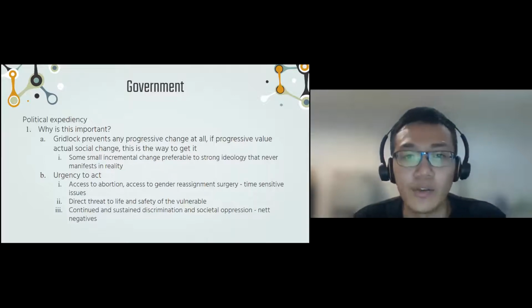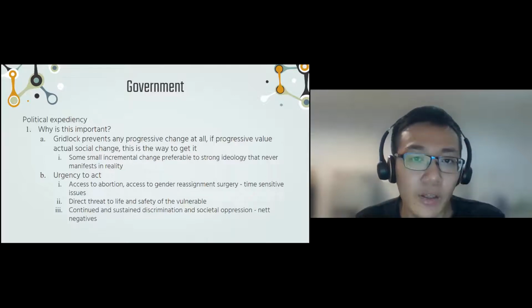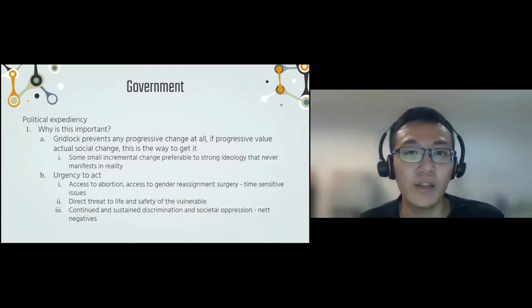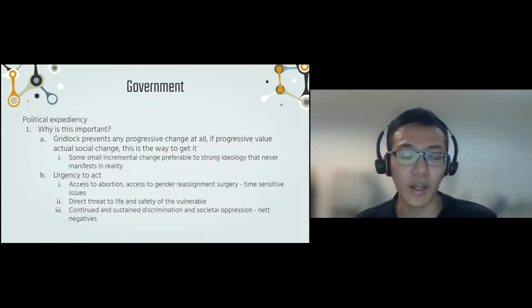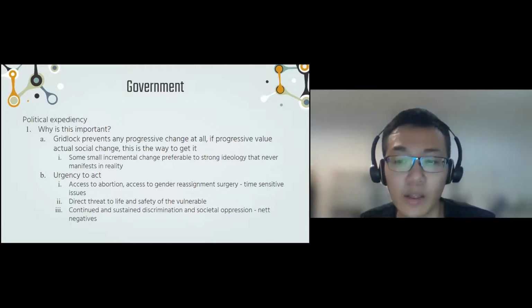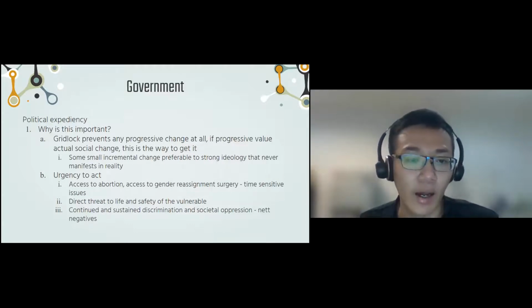even if it comes at the cost of your ideological purity. The second way you can weigh this urgency to be important is to explain the urgency to act, right? Or like why the time frame is important. So things like access to abortion, access to gender reassignment surgery, these are things that are time-sensitive issues.